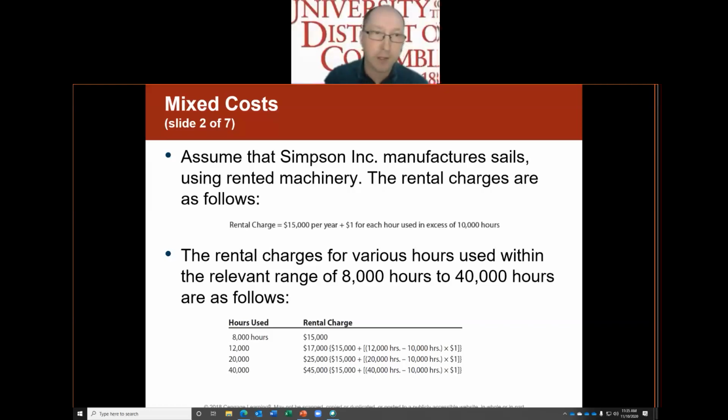And that's what makes it a mixed cost. The fixed part is the 15,000 a year. That's fixed. It doesn't matter how many hours you used it, it's still fixed, right? So the fixed cost is the 15,000 per year. The variable cost is that additional $1 per hour in excess of 10,000. That's why we call it a mixed cost. It's fixed and variable cost together.